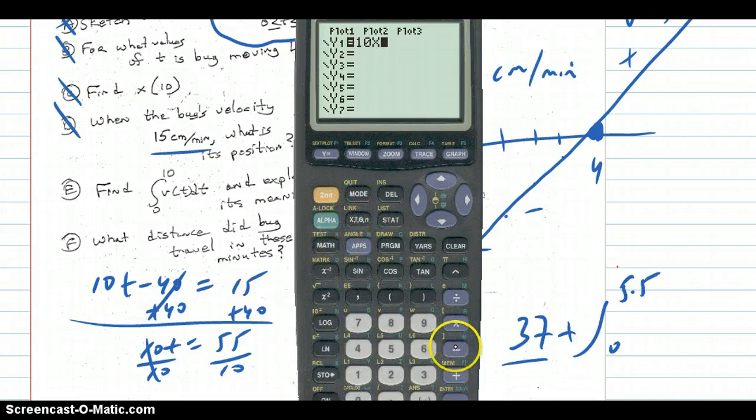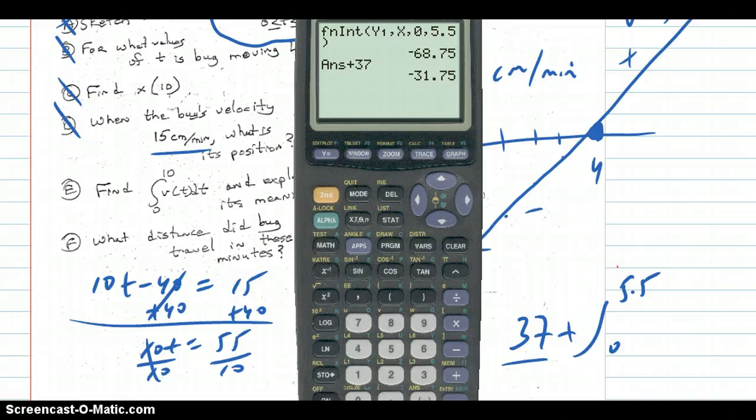10x minus 40. Alright, and so we put that in there, we go math 9, and it's variables, y variables, function, and y1. With respect to x, we want to start at 0, we want to end at 5.5, and then you add to that 37. And so what's the position?